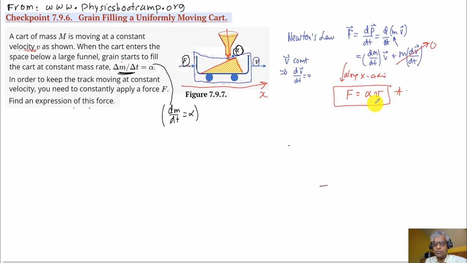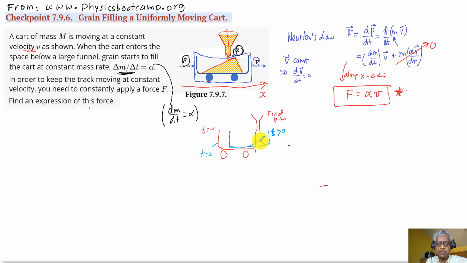Now this answer is actually only valid when the mass is changing, right? So if you draw a picture of time, say this was the situation at t equal to 0, and this is a fixed place. So this right edge is at t equal to 0 here, right? At some time later, there will be some grain over here. So this is at time t, and this is t equal to 0, and this is some time t greater than 0.